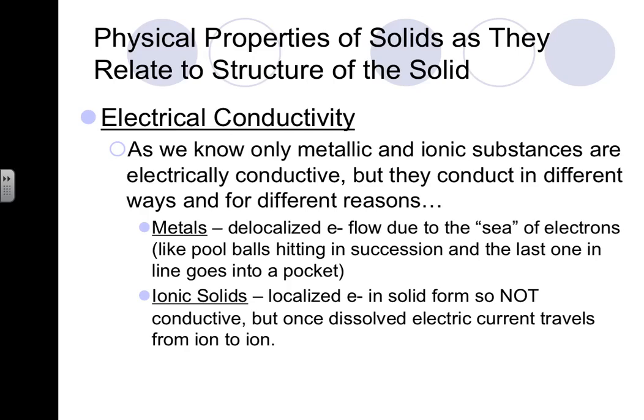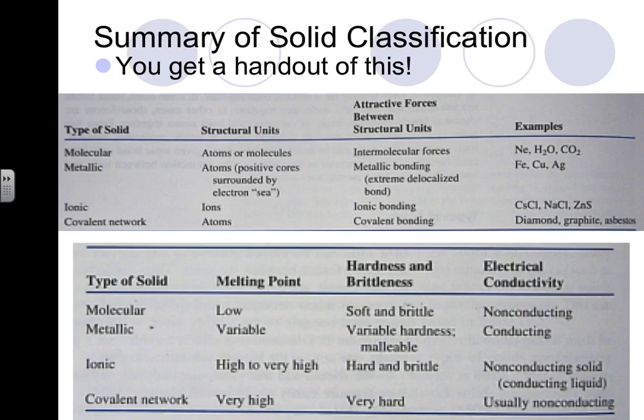So in talking about a lot of this stuff, all these physical properties and these 4 different types of solids, I believe I gave you this handout, or if I didn't, I'll certainly get it to you tomorrow. But this is a chart that shows you a big summary of everything we've talked about. It lists the type of solid. It talks about what the structural units are made of. It talks about attractive forces, and it gives you examples.